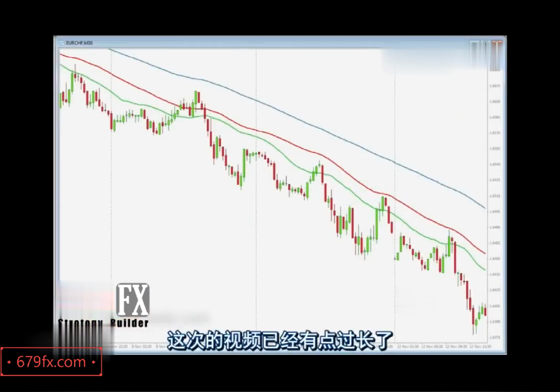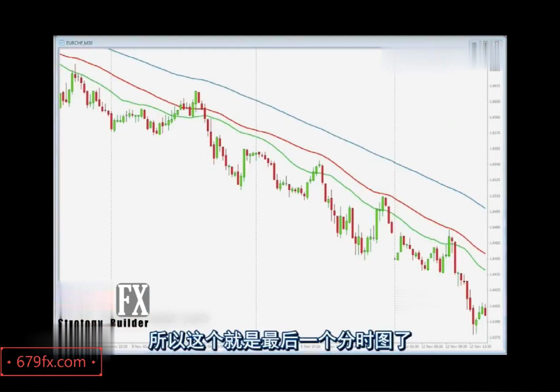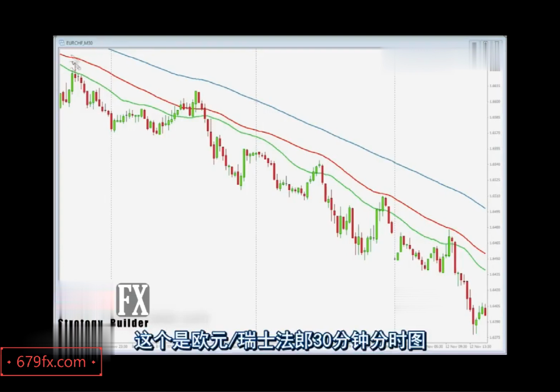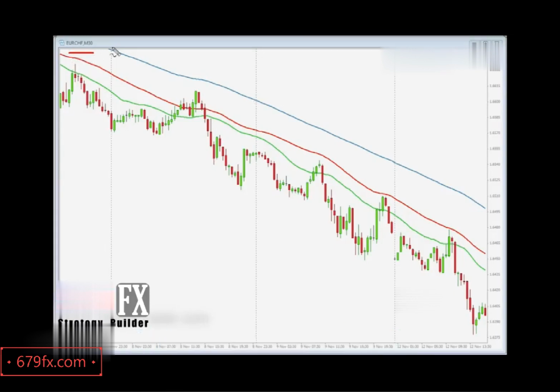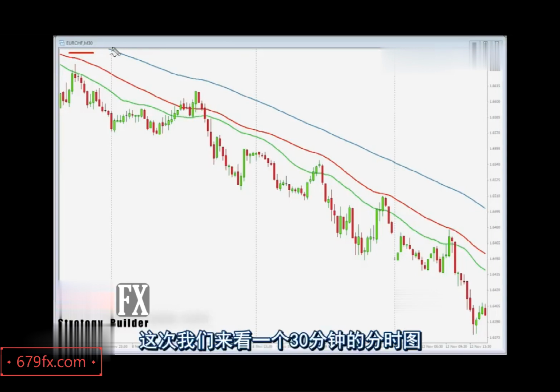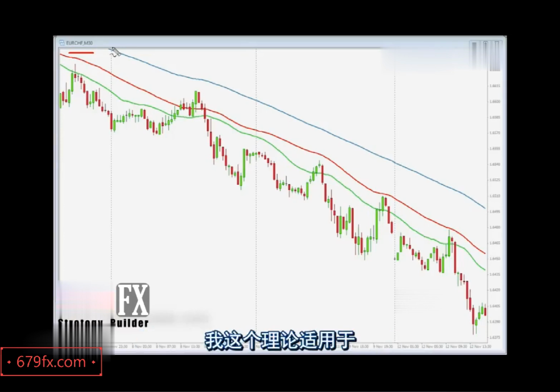I'm going to show you one last chart. This video is getting too long already, so I'm going to show you one last chart and wrap it up for this topic. In this case, I am showing you the euro against the Swiss franc on an intraday chart, on the 30 minutes chart. Just as before, I was showing you a chart on the weekly time frame. In this case, I'm showing you the 30 minutes.